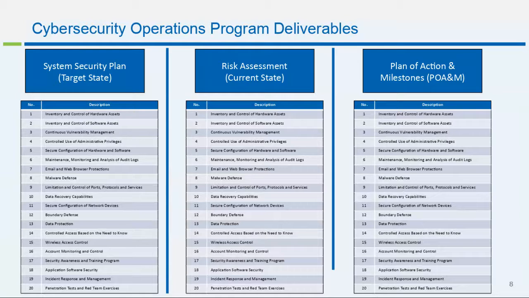And for this lecture, we're focused on the 20 critical controls, which include inventory and control of hardware assets, inventory and control of software assets, continuous vulnerability management, controlled use of administrative privileges, secure configuration of hardware and software, maintenance, monitoring, and analysis of audit logs, email and web browser protections, malware defense, limit and control of ports, protocols, and services, data recovery capabilities, secure configuration of network devices, boundary defense, data protection, controlled access based on the need to know, wireless access control, account monitoring and control, security awareness and training, application software security, incident response and management, and penetration tests and red team exercises.